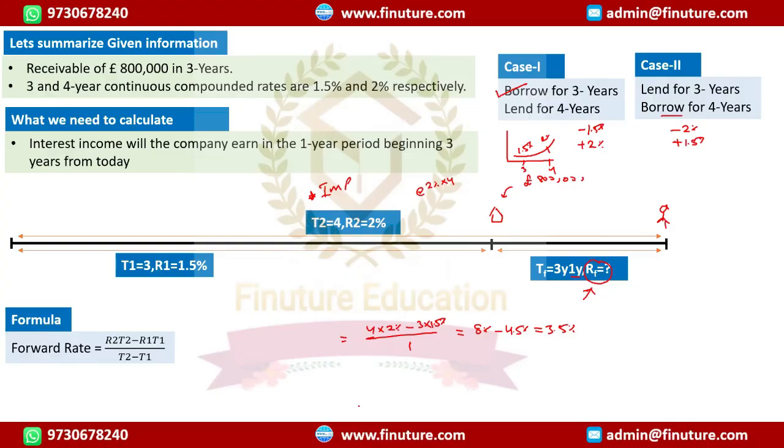Let's calculate this. If we take 3.5% of 800,000, the interest income, let me write II, which stands for interest income, is 3.5% times 800,000, that would be 28,000 pounds sterling. So borrow for 3 years, lend for 4 years, and the interest income would be 28,000.